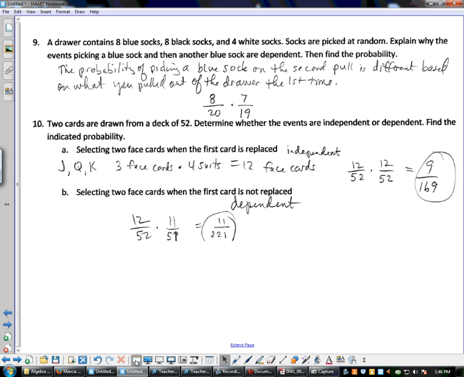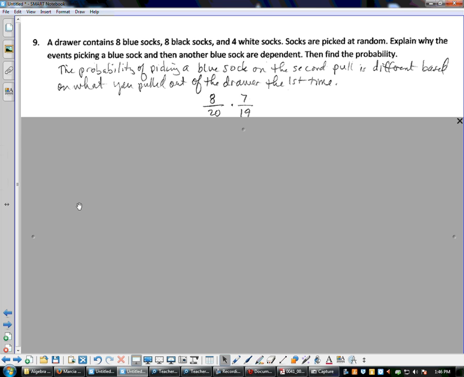A drawer contains 8 blue socks, 8 black socks, 4 white socks. Socks are picked at random. Explain why the events of picking a blue sock and then another blue sock are dependent, then find the probability.